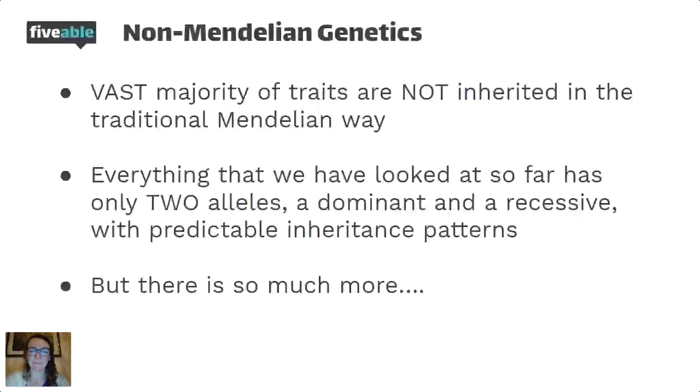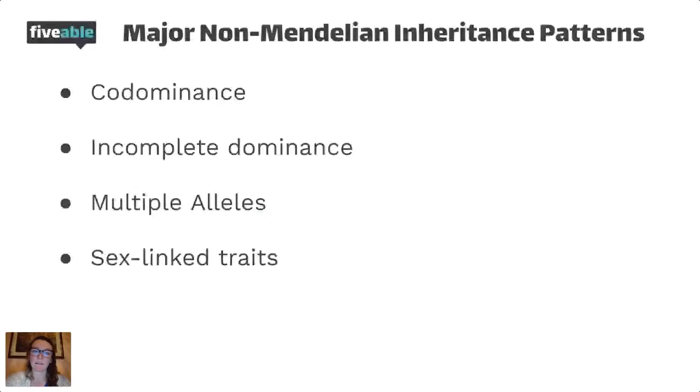So the unfortunate reality is that almost every trait is not inherited in the traditional Mendelian way, especially not in humans. We have very few traits that are just straight dominant recessive. So everything that we've looked at so far has only 2 alleles with a very predictable inheritance pattern. But there are a lot of other ways that things can be inherited. So not too challenging is codominance and incomplete dominance. And then it gets a little trickier when we talk about multiple alleles and sex-linked traits. So we'll talk about those as well.